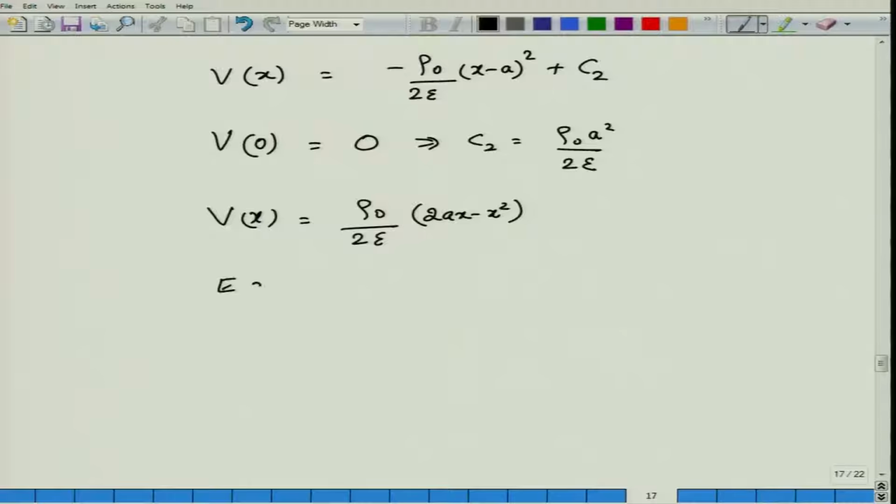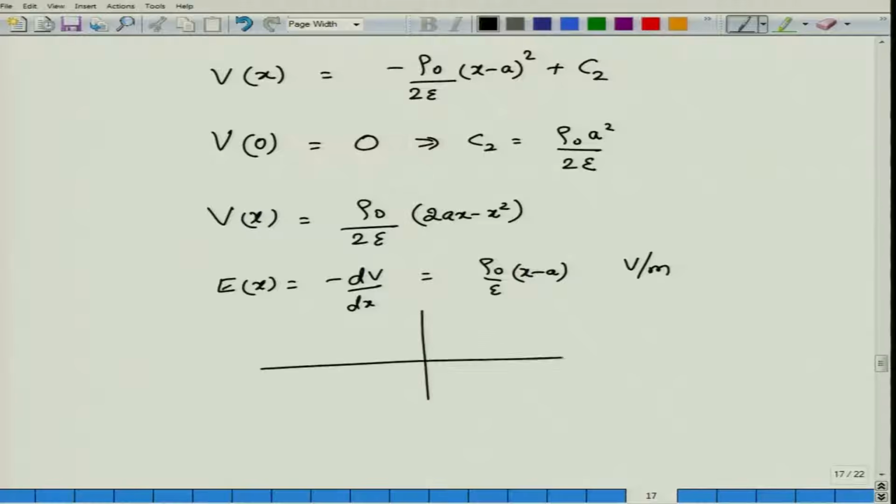And what is the electric field? Remember, electric field is minus gradient, but in this case it is just a one dimensional thing, therefore this is minus dV by dx, and this is given by rho 0 by epsilon times (x minus a). Of course, the electric field is measured in volt per meter, and this is the electric field in the n layer. For the p layer you replace rho 0 by minus rho 0. And how does this electric field look? So you have this as the x axis.